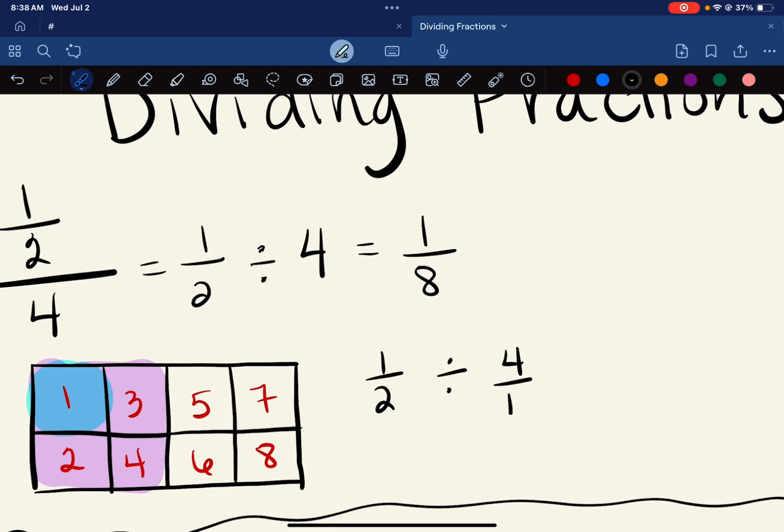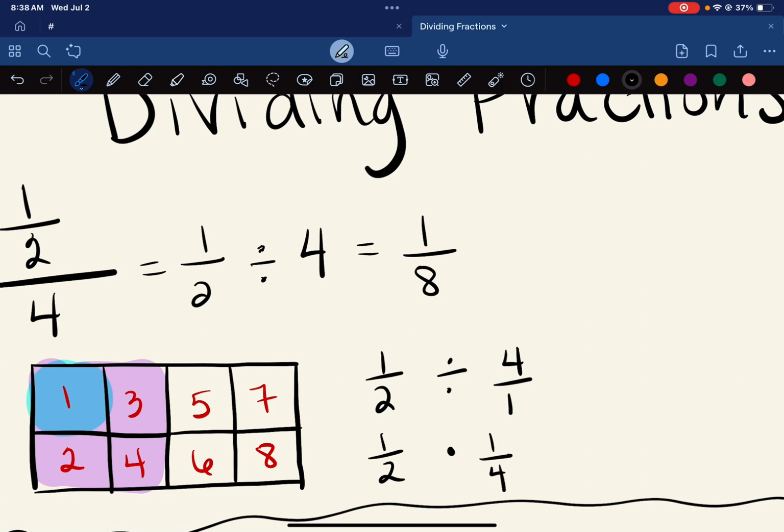4 divided by 1 still gives us 4. 4 over 1 is still equal to 4. So that's always going to be my first step. Then I am going to keep my original fraction the same, the first fraction, change division to multiplication, and then I am going to flip or take the reciprocal of the second fraction, whatever fraction I am dividing by. So the reciprocal of 4 over 1 is just 1 over 4.